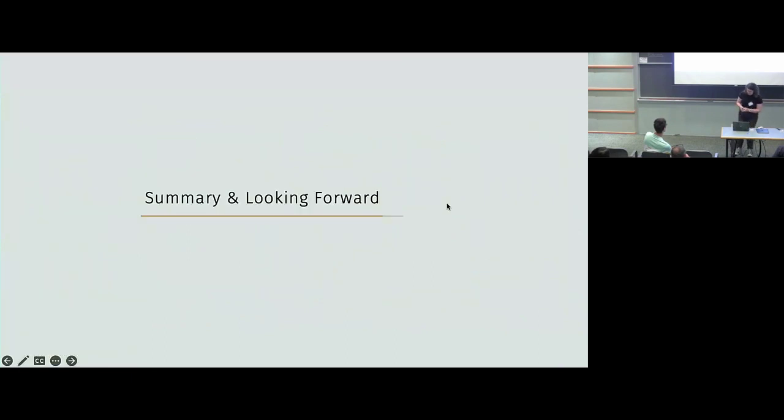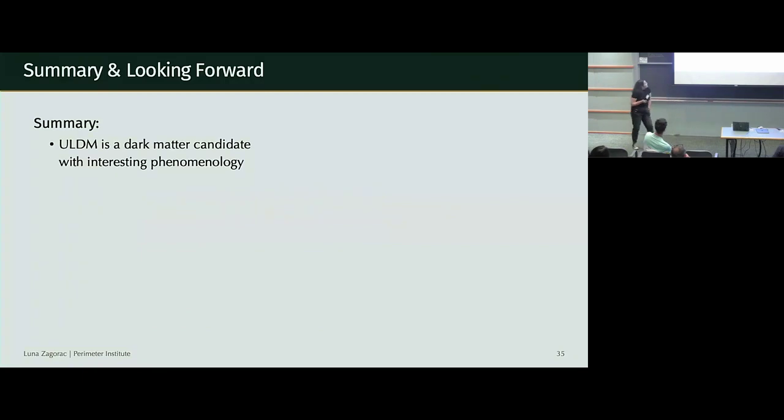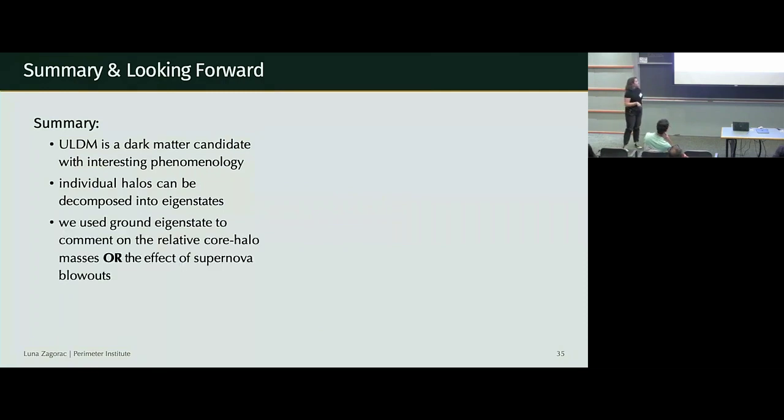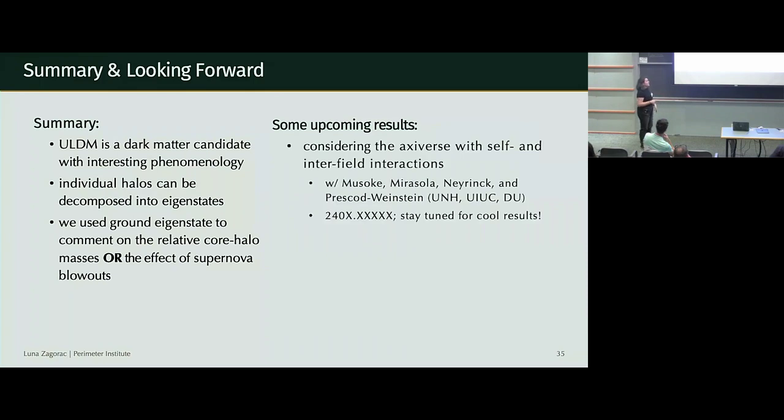All right, so summary and looking forward. ULDM is a dark matter candidate with interesting phenomenology. Individual halos can be decomposed into eigenstates. We use Gravner eigenstates to comment on the relative core halo masses or the effect of supernova blowouts. And some upcoming results that I unfortunately didn't want to share with you today because they're not quite ready, but I'm really hoping to have them by the end of the summer, and I'm super excited for.